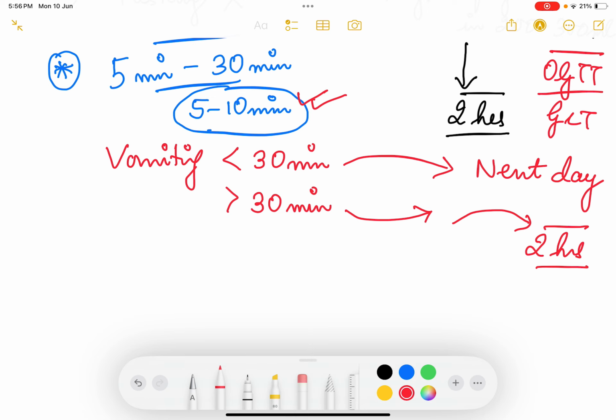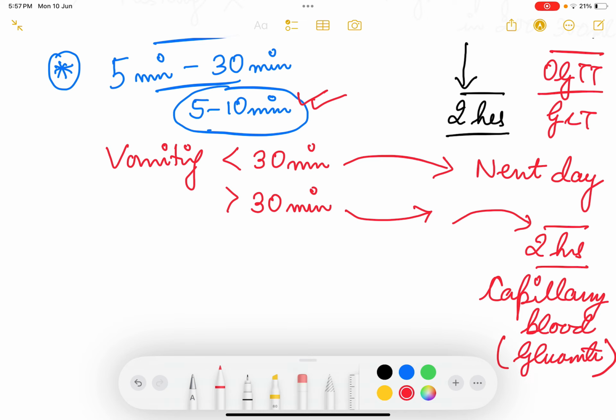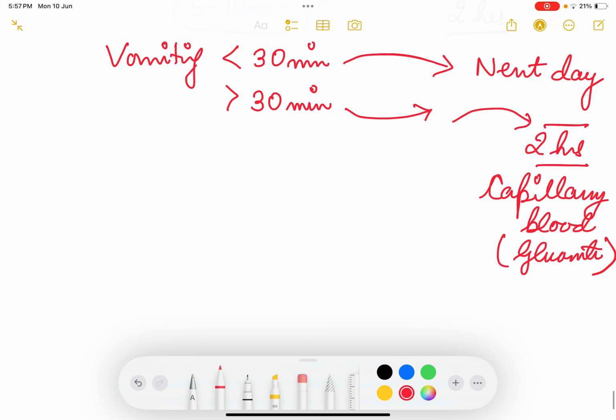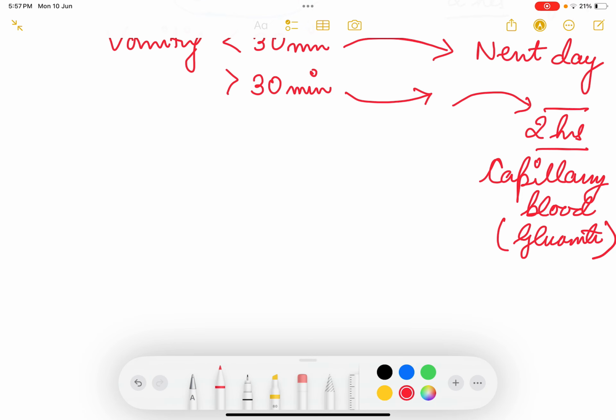Okay, so 2 hours after, take capillary blood. We will not ask the patient to give a venous blood sample. We will ask for capillary blood, which is done with a glucometer. This is because it is easy. Glucometers are available in every PHC and CHC. So a finger prick glucometer will be enough to check the blood sugar level.